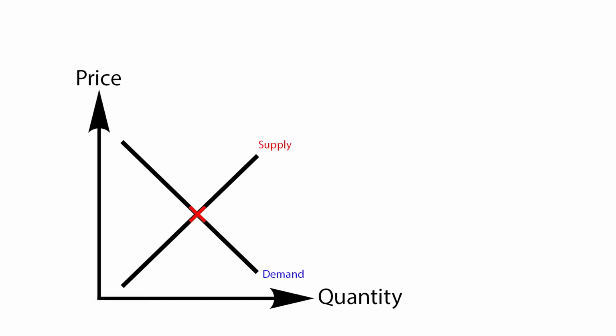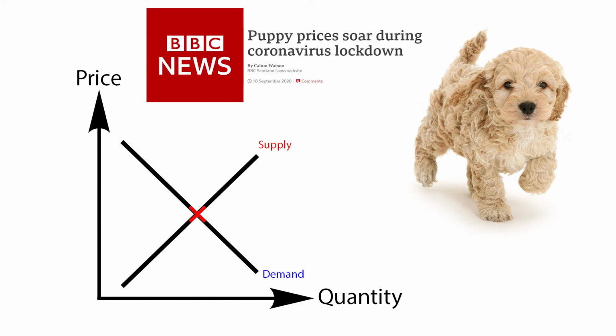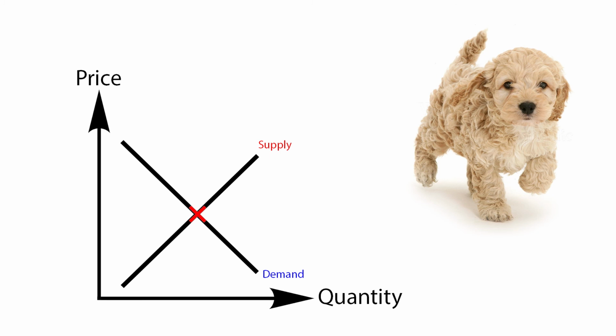Let's do an example. A common example, one I actually used in my classes this year, is the market for puppies in the UK in 2020. You may have seen a few headlines about this in the BBC. I remember reading a whole article about puppy prices in the UK in 2020. And so what happened? Obviously, we had our COVID-19 lockdown. The first lockdown started on the 23rd of March 2020.